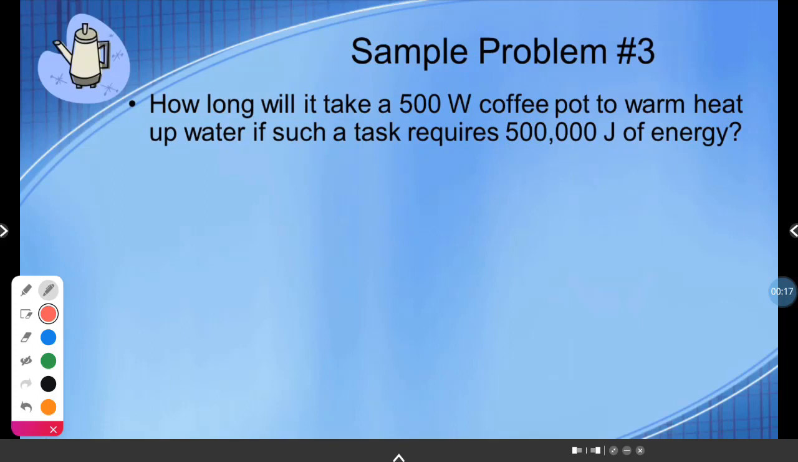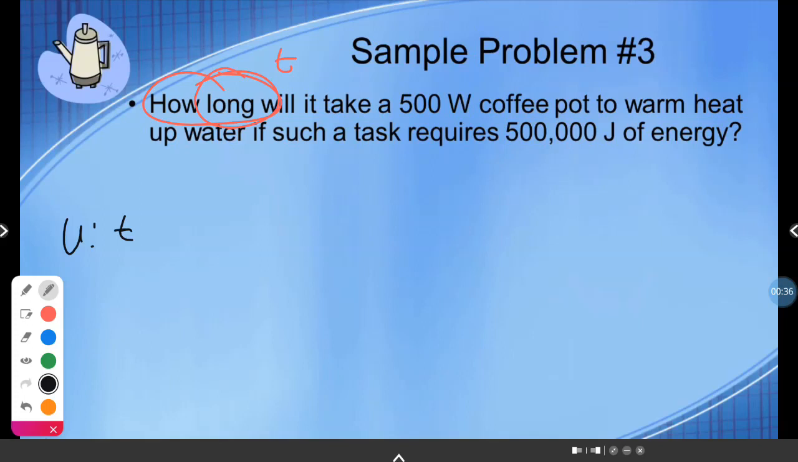So, how long will it take? Let's stop right there. We can already look at this. How long will it take? Well, how long means we're looking for time, right? So that's already our unknown. We know that that's going to be our T, time, right? I've already done that step.